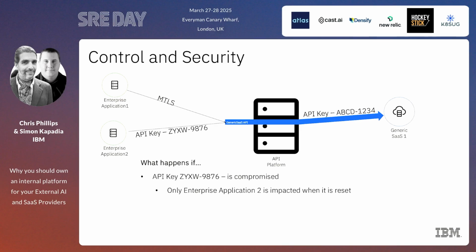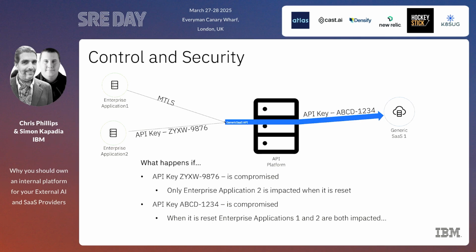Now, what happens if API key ABCD1234 on the right-hand side here is compromised? Well, in this use case, we reset this API key, but we only have to reset it in one place.